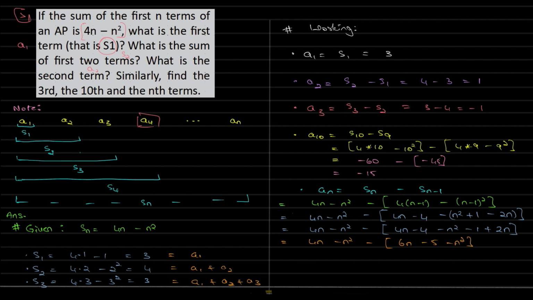A bit more calculation, you get the answer. 4n minus n square minus 6n plus 5 plus n square. N square gets cancelled, and we have minus 2n plus 5.